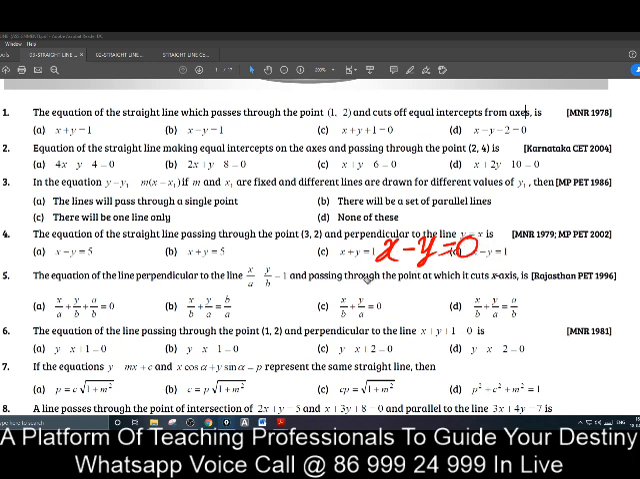Perpendicular line equation. What is that I said? Simply interchange the coefficients and change the sign in between. It is 1, no problem. So even if you interchange also, you'll get the same, but the minus is to be reversed. It is plus. Is equal to, substitute the point, 3 plus 2.